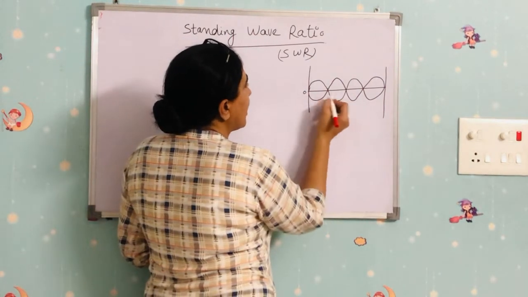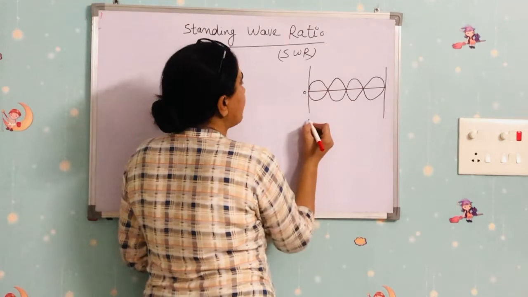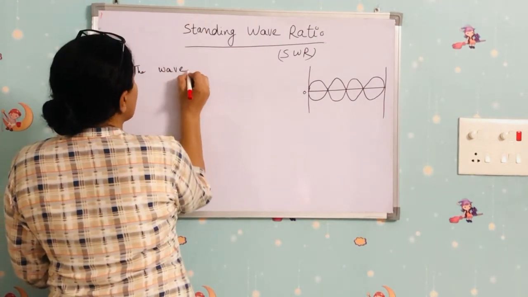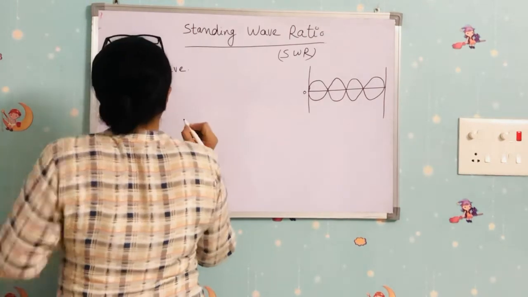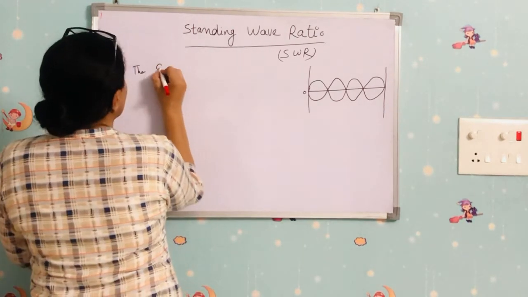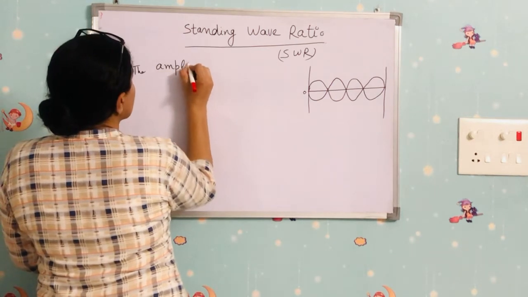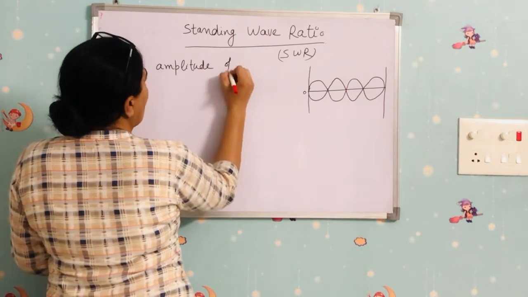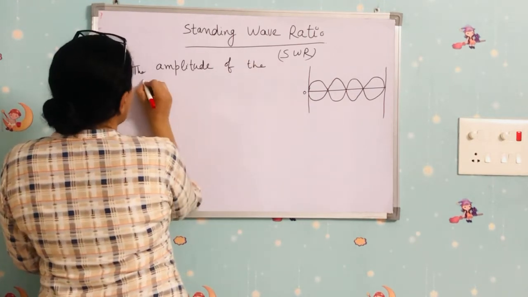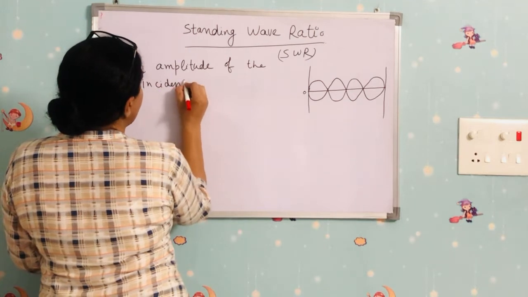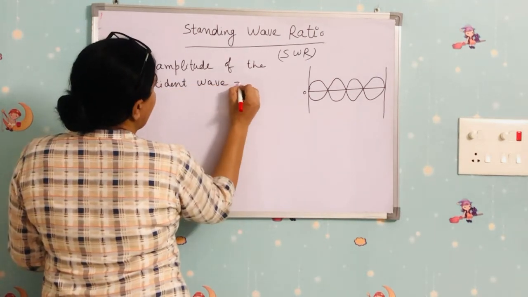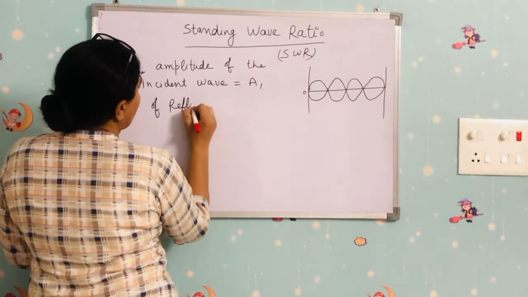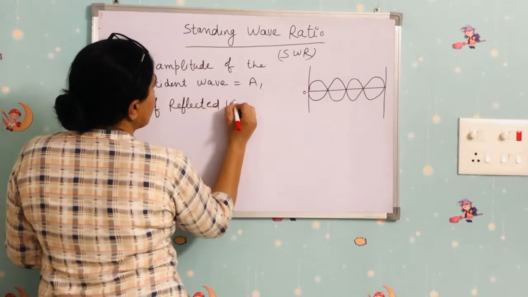And suppose the amplitude of the incident wave and reflected wave is the same; suppose we are using different amplitudes symbolically. The amplitude of the incident wave is A1, and of the reflected wave is B1.